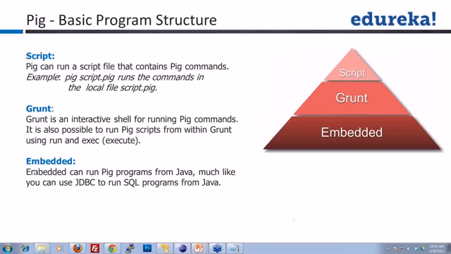Then there is embedded. Embedded is just like you run SQL programs from Java using JDBC. Similarly, you can run Pig programs from Java as well. So that's another way of execution. We will show you that as well, maybe tomorrow, one example of the embedded mode. Most of the time we'll be using either the script or the grunt shell. So these are the three ways in which you can execute your Pig program: the script, the grunt, and the embedded mode.